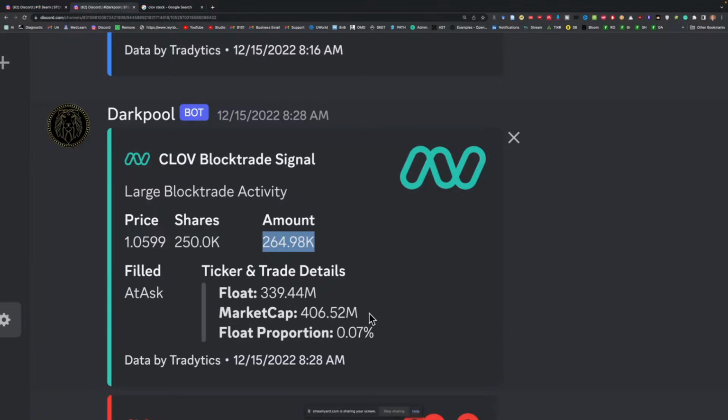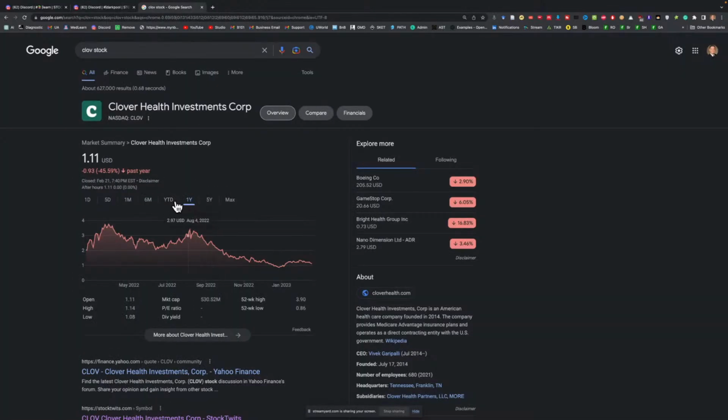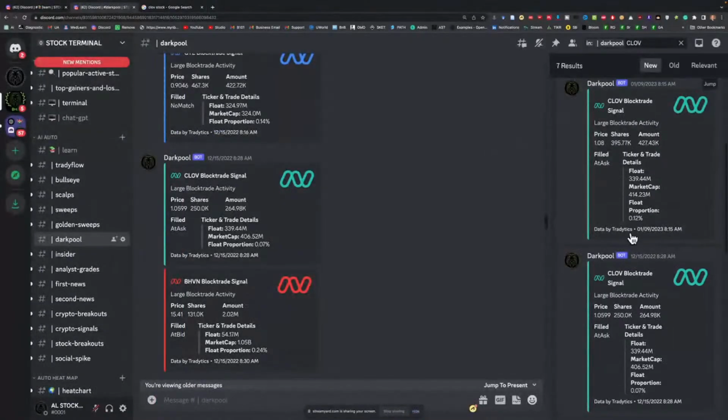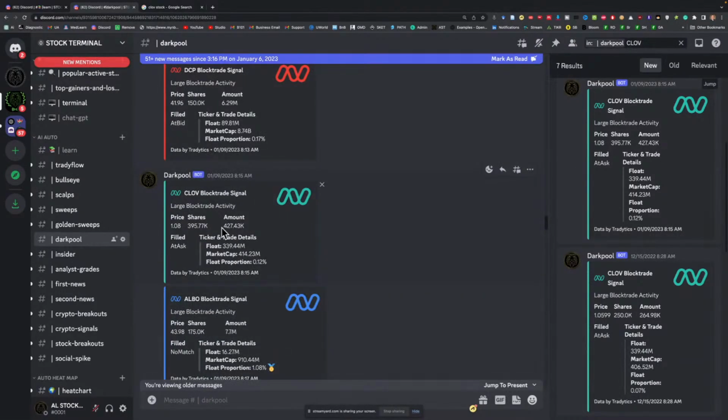But if you look at the market cap and you analyze the data here, you can see that's pretty impressive. Okay, so December 15 at 8:28 a.m. If we go back 6 months, we're right here. There was a block trade at $1.04. And if we zoom out here, another block trade on January 9, right here. This time in a higher amount of shares.